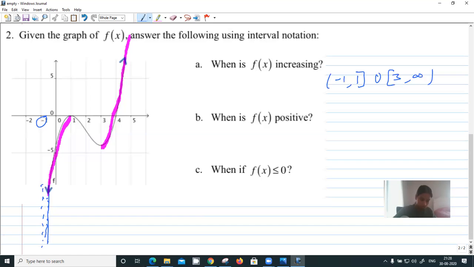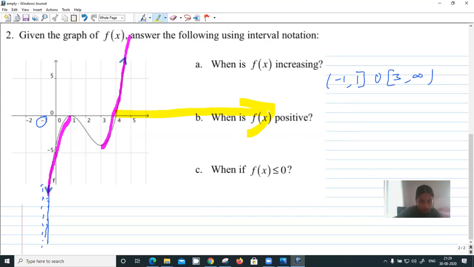-1 is not included, so curved bracket there. This one is included. Yeah, that's what I wrote. Okay. So B, when is f of x positive? That's going to be 4 comma infinity. This part. Yeah, 4 comma infinity. 4 is included.